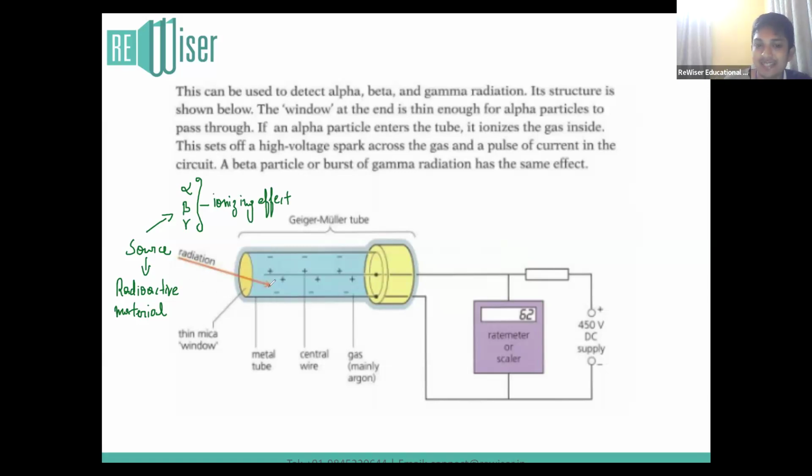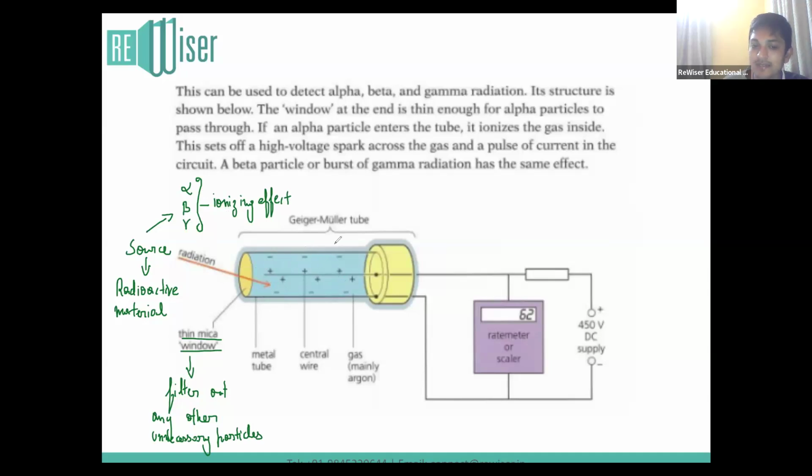And when this radiation is incident through this vacuum chamber, it initially passes through a mica window. The mica window is just to filter out any other unnecessary particles. So apart from the alpha, beta, gamma radiation, nothing else enters through the mica window. Every other particle is filtered out. This basically makes it a vacuum chamber.